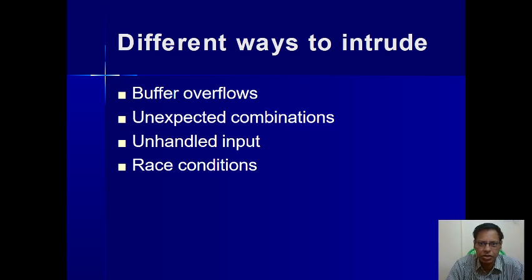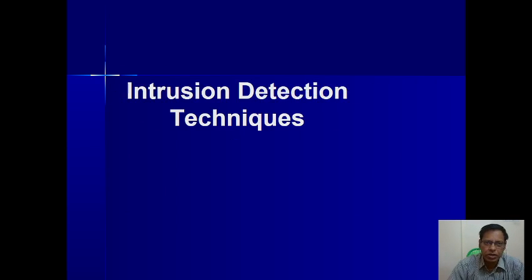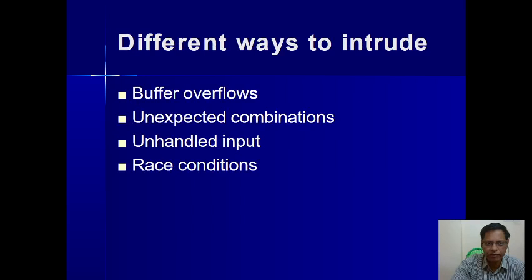What are the different ways? They are buffer overflows, unexpected combinations, unhandled input, and race conditions. What is a buffer overflow? Yesterday we discussed the buffer. Whenever we receive packets through wireless, the packets will be stored in a register. The register has a limited capacity for instructions, is it not? So if it goes beyond the limitations and the capacity, what happens?